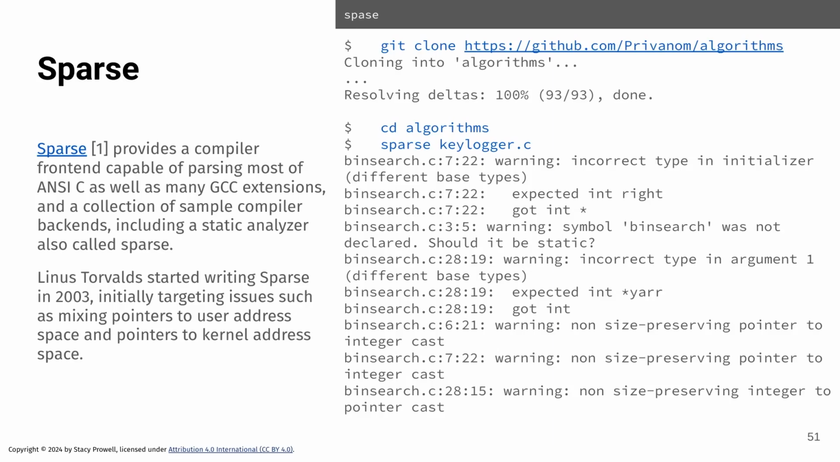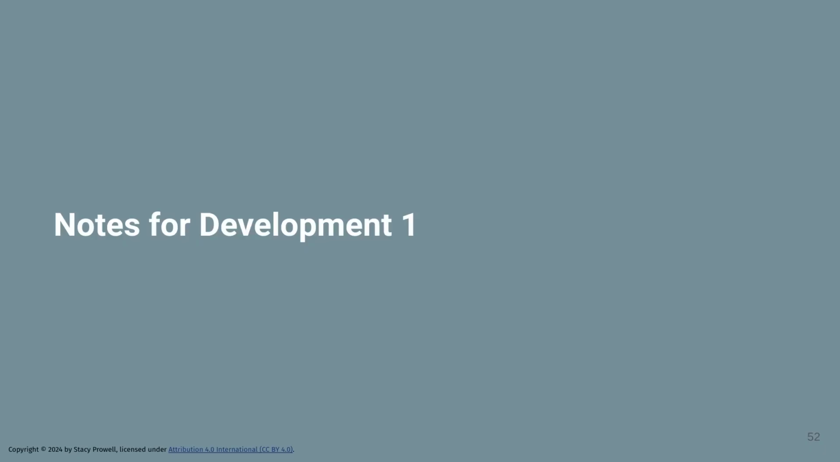Maybe it should be static, and you shouldn't be able to access it outside the program, because that could be a vulnerability, okay? Incorrect type in argument 1, expected an int pointer, but I got an int. That's not good. And then non-size preserving pointer to integer cast. I got 3 of those. That's not great either. So those are all real concerns that I should look into and try to fix. That's it.